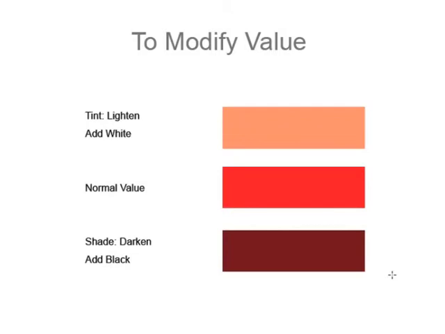To modify value, we can take the same steps that we took to modify intensity. If we're going to lighten it, we will add white or the perception of white. To darken, we will shade it by adding black.